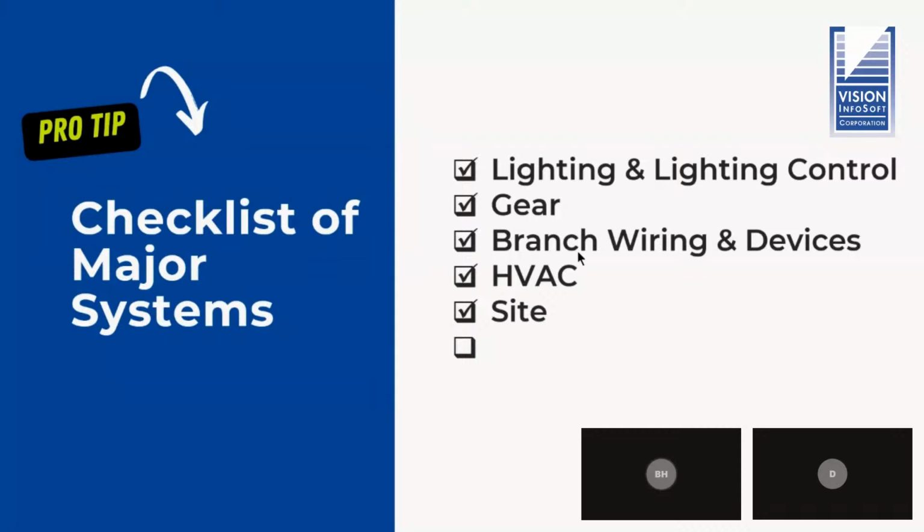HVAC. I guess I got a little bit of repetition there. And then special systems. A couple of those are repetitions. I didn't realize that. So those are the main things to do. Mark things off as you go and have a checklist of all the major systems that are in your bid.